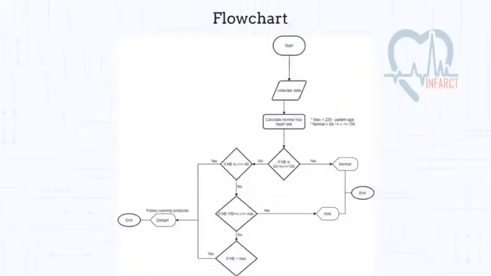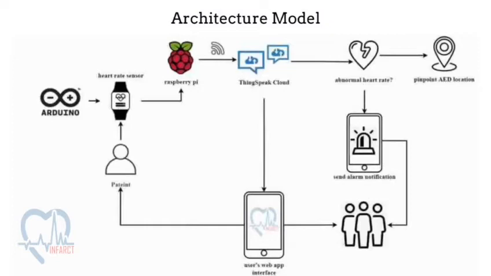The main dataset for the diagnosing algorithm is the patient's age, from which we can calculate the max, the mild, and the dangerous heart rate. The architectural design is based on the structure of the system. The patient will be wearing a heart rate sensor which is connected with an Arduino and a Raspberry Pi that sends data to ThingSpeak via Wi-Fi to have real-time data. In case of emergency, it sends a notification to the guardian with the nearest AED location.